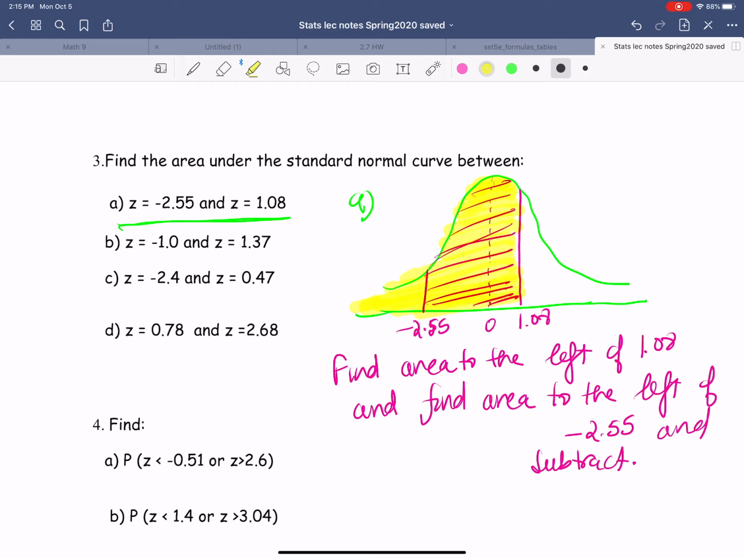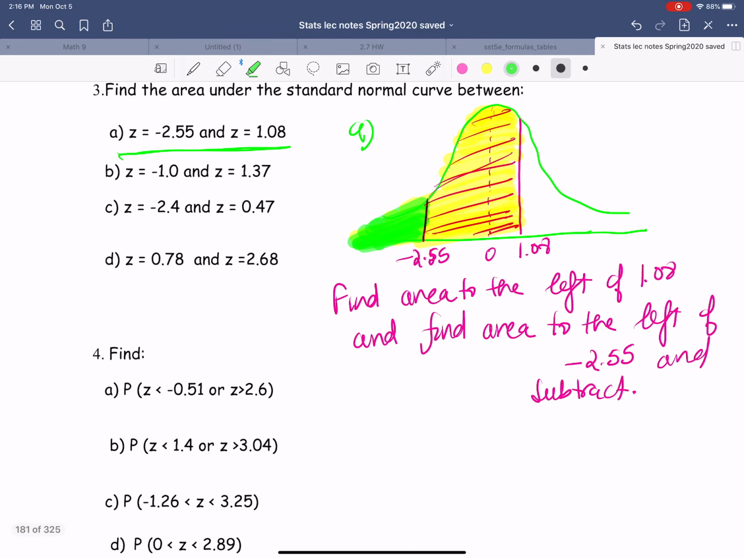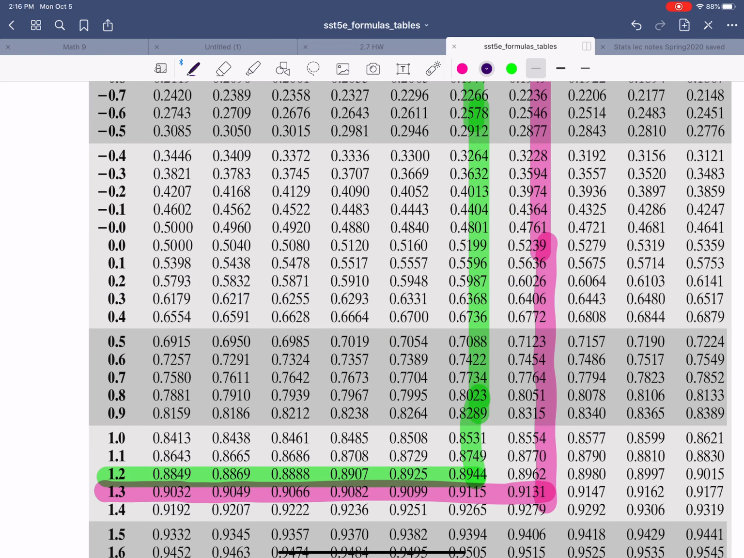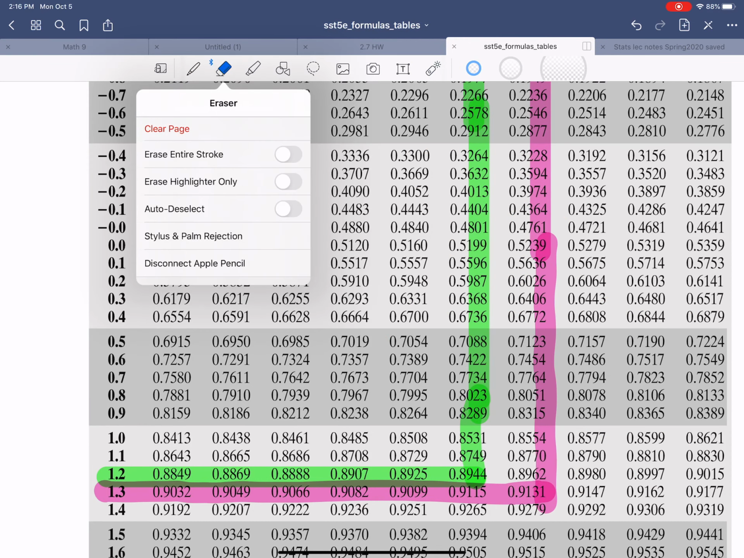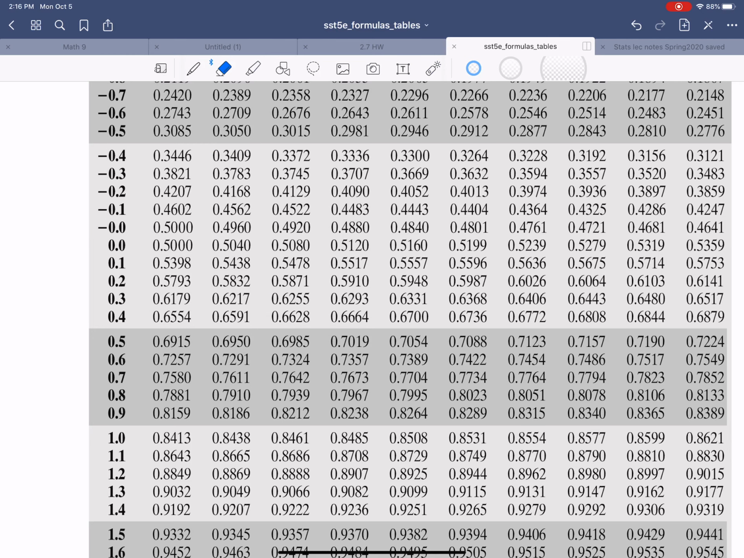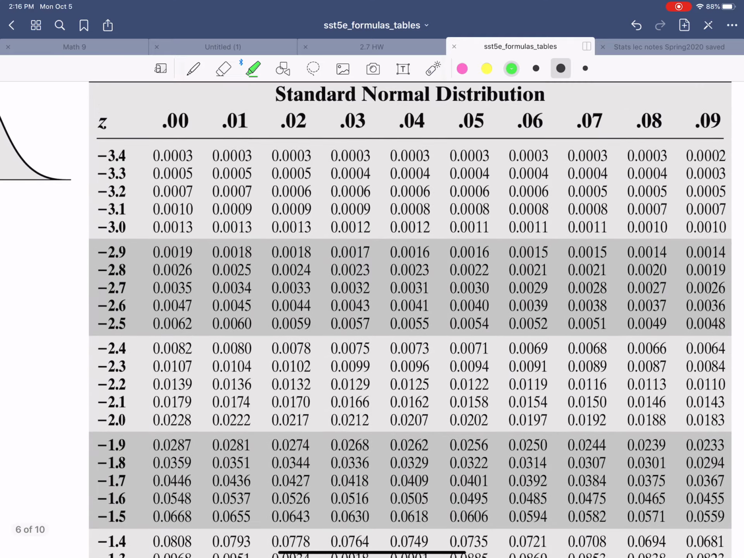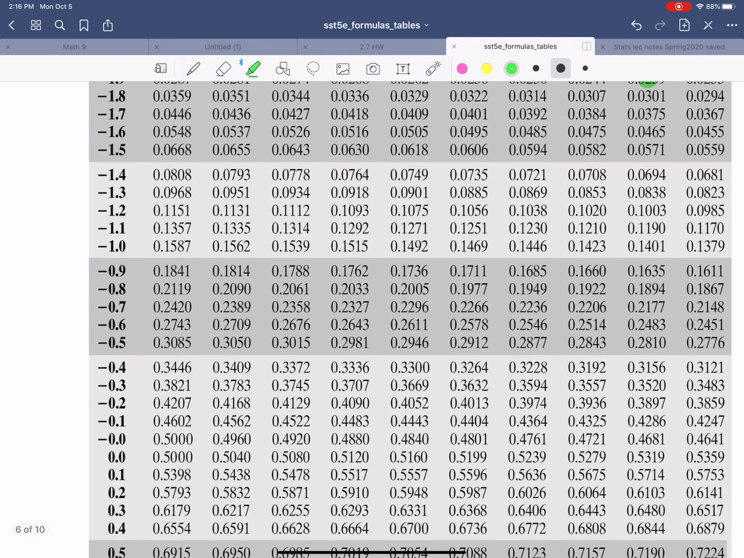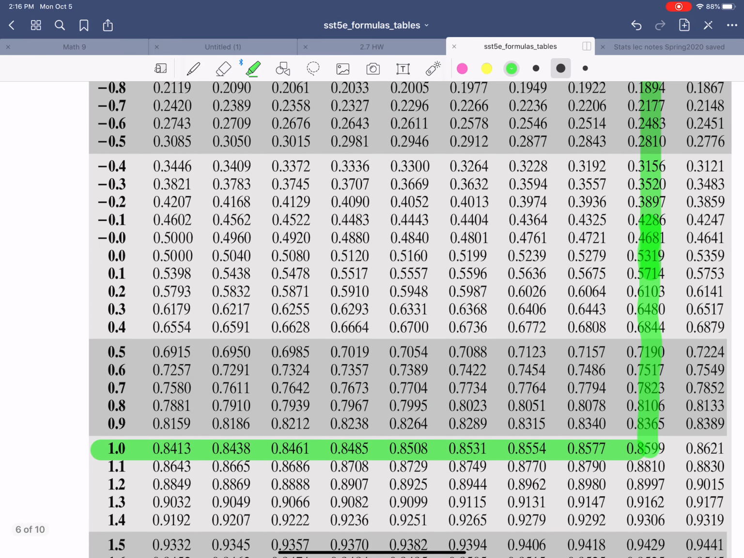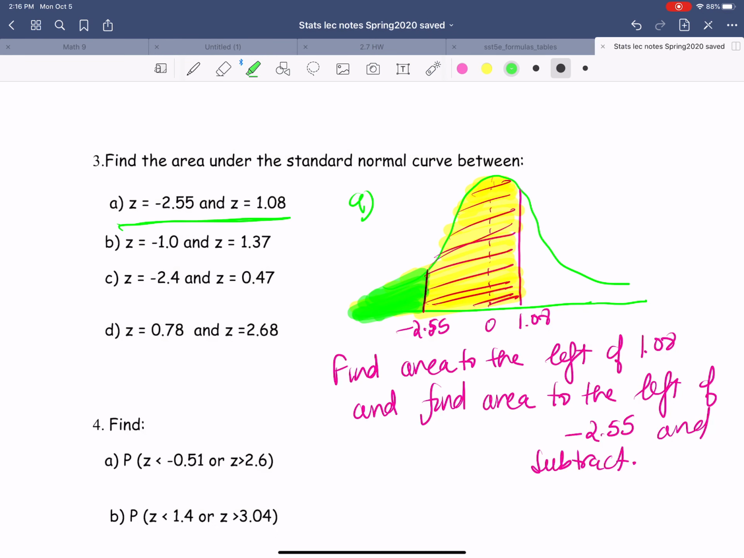And the area to the left of negative 2.55 is all this green area. If I subtract the total yellow area minus the green area, then I have the leftover area in the middle. Okay, so the area to the left of 1.08, go back to the table. I am looking at 1.08, and it's 0.8599.